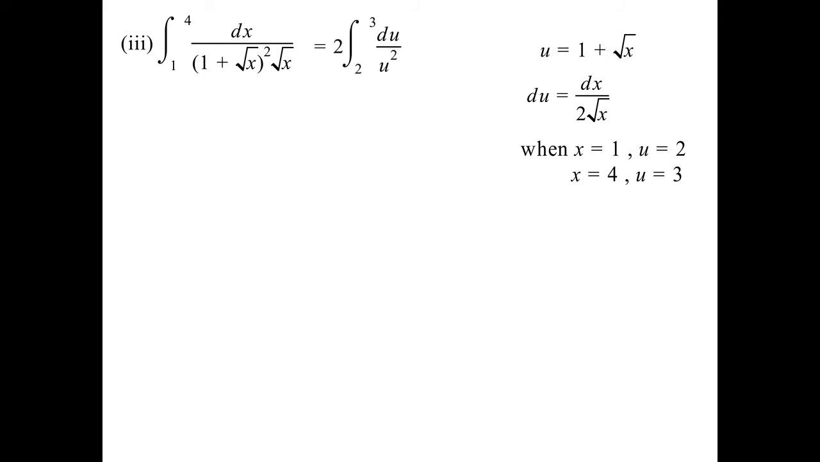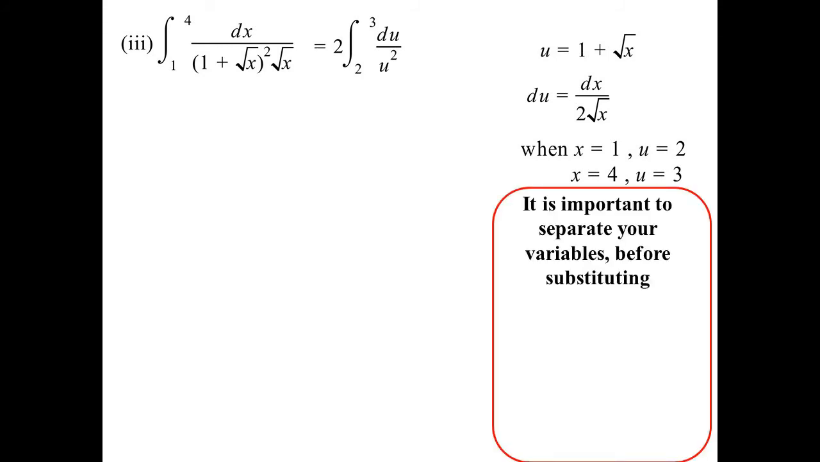dx over (1 plus root x) all squared, and also times the square root of x. 1 plus root x is in the parentheses there, so I'll give that a go. Let's see what happens. u equals 1 plus root x, differentiate it, I get dx on 2 root x, okay? But I've got to do the limits as well. So when x equals 1, u equals 2, and when x equals 4, u equals 3. All of that just tidies up to be 2 times the integral from 2 to 3 of du on u squared.